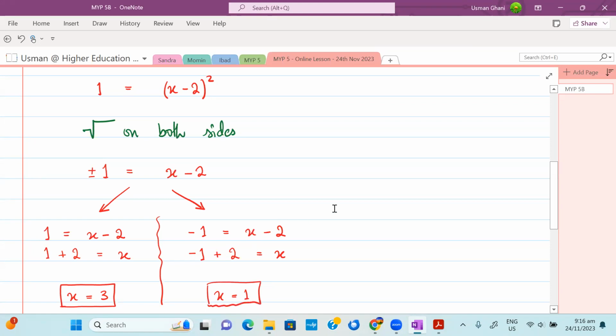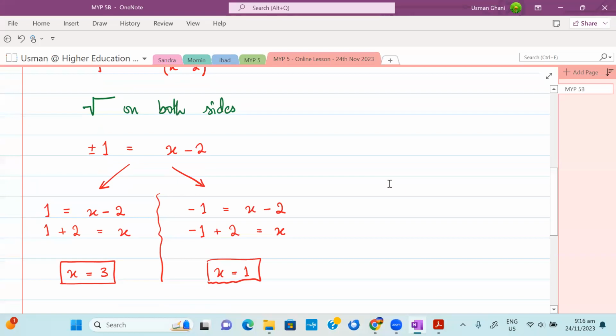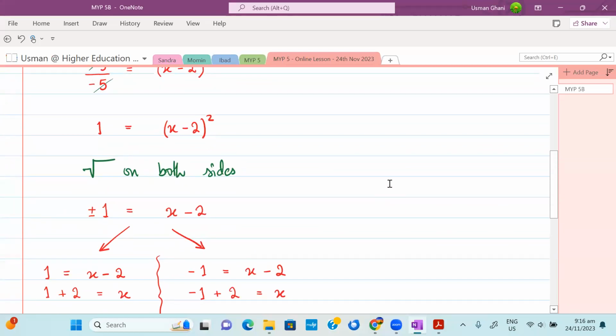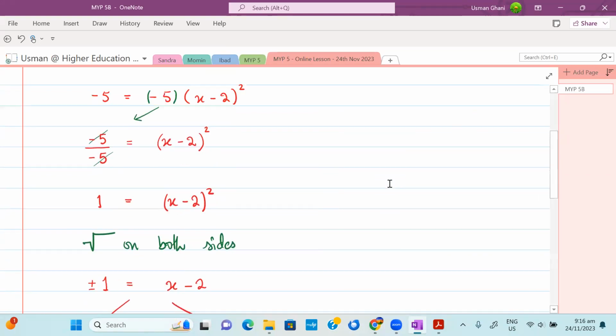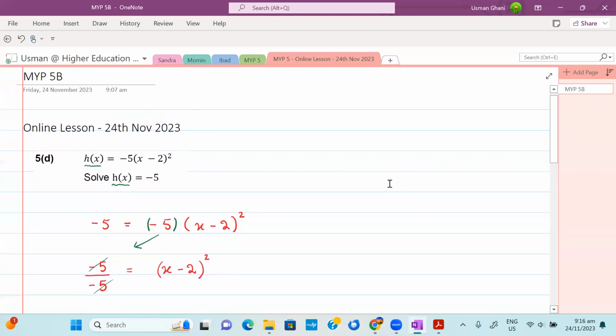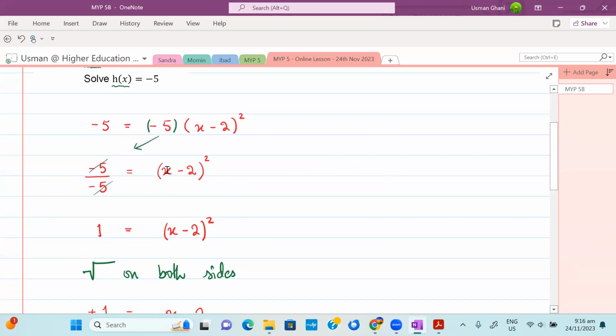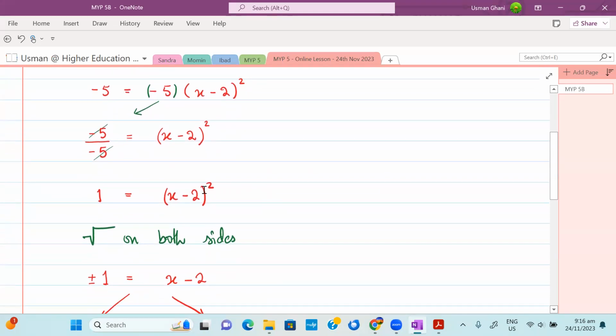So this is your complete answer to this question. And we have covered our second concept of quadratic equations, which was: if you have x with a square on top of it, what do you do? You take the square root on both sides. Still, you have a square bracket and a number on the other side. What do you do then?